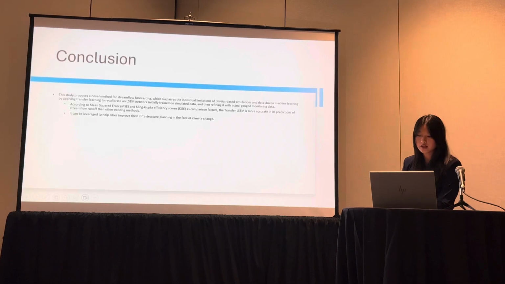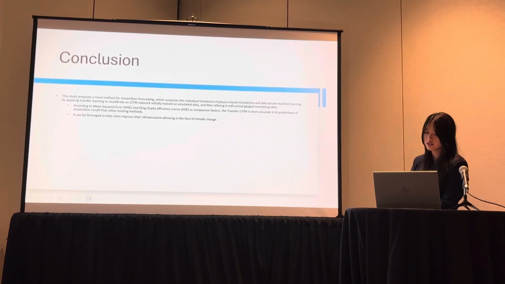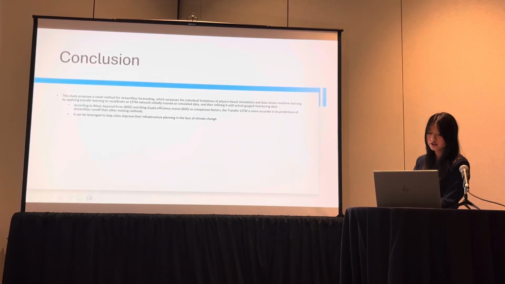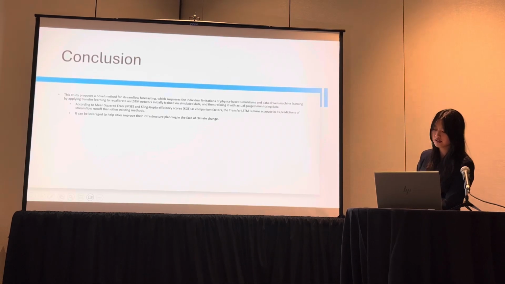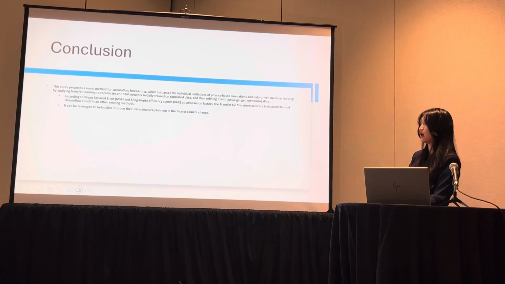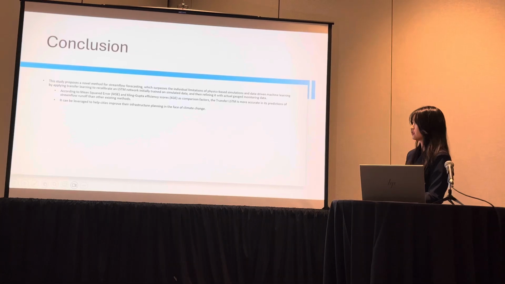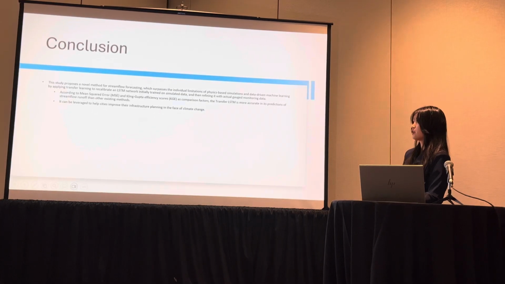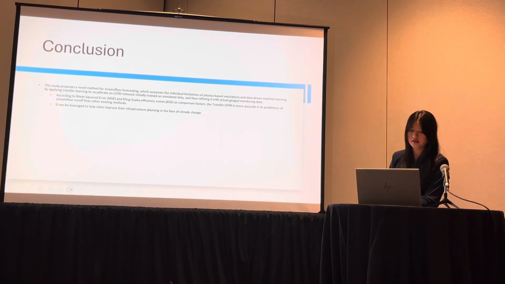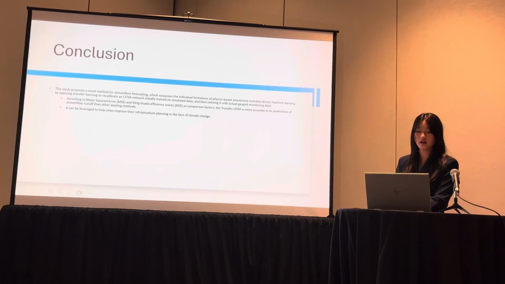In conclusion, this study proposes a novel method for streamflow forecasting, which surpasses the individual limitations of physics-based simulations and data-driven machine learning by applying transfer learning to recalibrate a neural network, which is initially trained on simulation data, and then refining it with actual gauged monitoring data. According to the mean squared error and Kling-Gupta efficiency scores, which we used as comparison factors, the transfer LSTM is more accurate in its predictions of streamflow runoff than other methods.